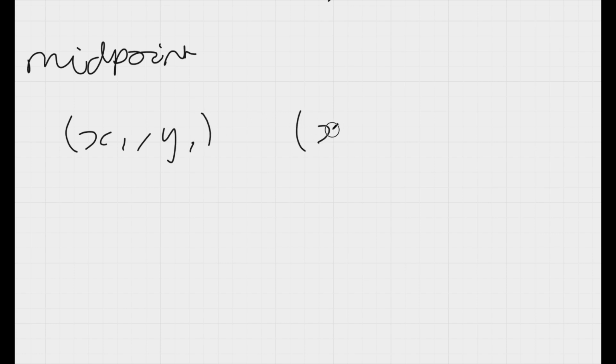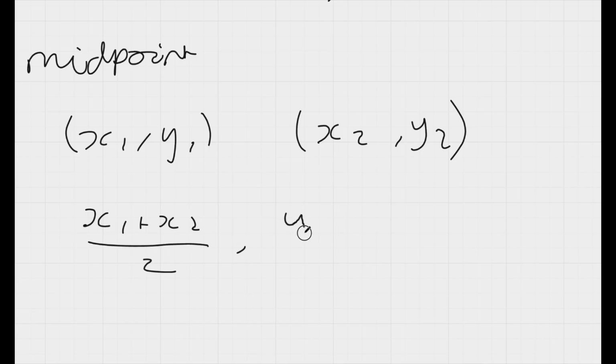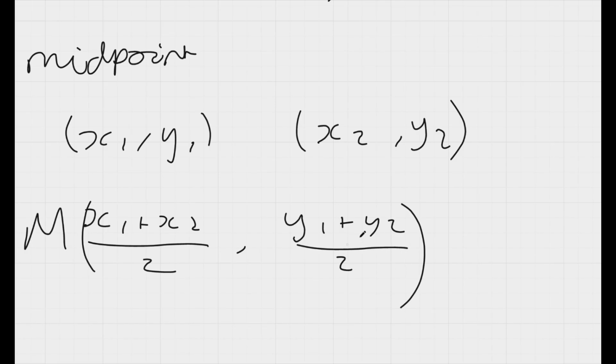And what you can do is calculate the midpoint of a line segment, taking 2 points, call them x1, y1, and x2, y2, and using the formula (x1 + x2) divided by 2, (y1 + y2) divided by 2. And this would be the midpoint.